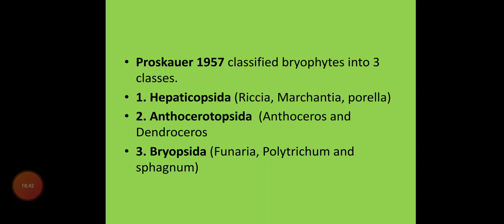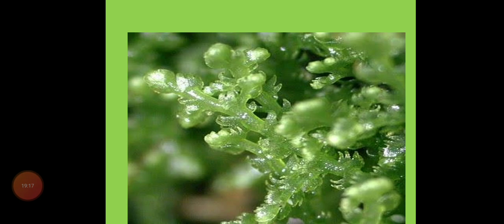If you repeatedly say this word, you can remember it in your mind. Hepaticopsida, Anthocerotopsida, Bryopsida. Some examples for Hepaticopsida: Riccia, Marchantia, Porella. Anthocerotopsida, a good example: Anthoceros and Dendroceros. Bryopsida, good examples: Funaria, Polytrichum and Sphagnum. So all the Bryophytes are classified into 3 groups only: Hepaticopsida, Anthocerotopsida and Bryopsida.